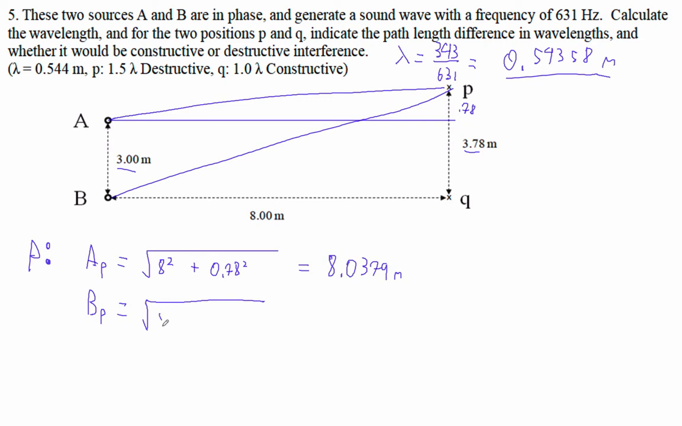Now, from B to P is going to be farther, right? So that's going to be in the x direction 8. In the y direction, it's all that 3.78, right? Because of maths. Okay, so let's do this. I think we got it. That is 8.8481 meters, right?